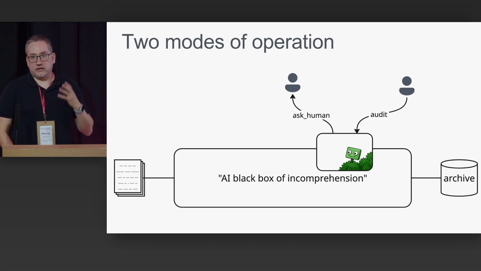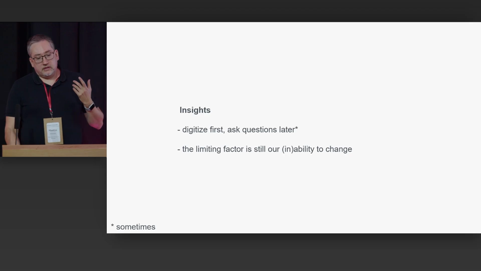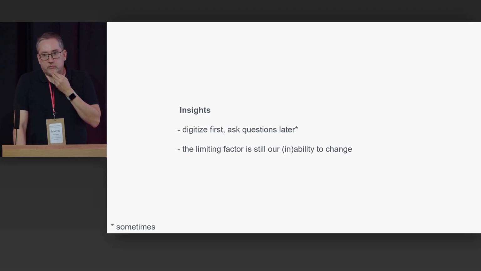And the other way is to have Ordo or a human ask Ordo for an audit of why did this happen, which would make it easier for, well, not easier, just make it more transparent, I guess. So the insights, the first one is obvious. We don't have that much time, so I'm just going to skip it. You can ask us about it later.